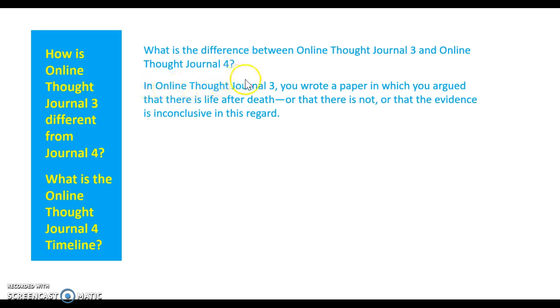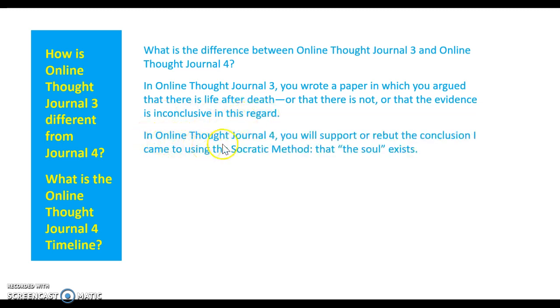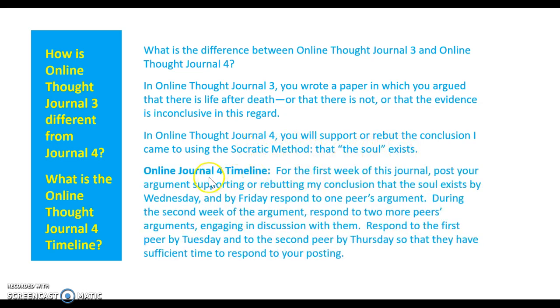Well, in Online Thought Journal 3, you wrote a paper in which you argued that there is life after death, or that there is not, or that the evidence is inconclusive in this regard. In Online Thought Journal 4, you will support or rebut the conclusion I came to using the Socratic method, that the soul exists. Now, what is the Online Journal 4 timeline?